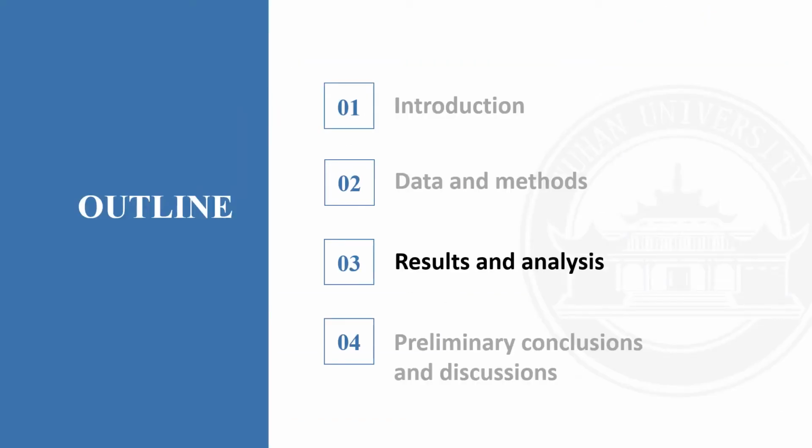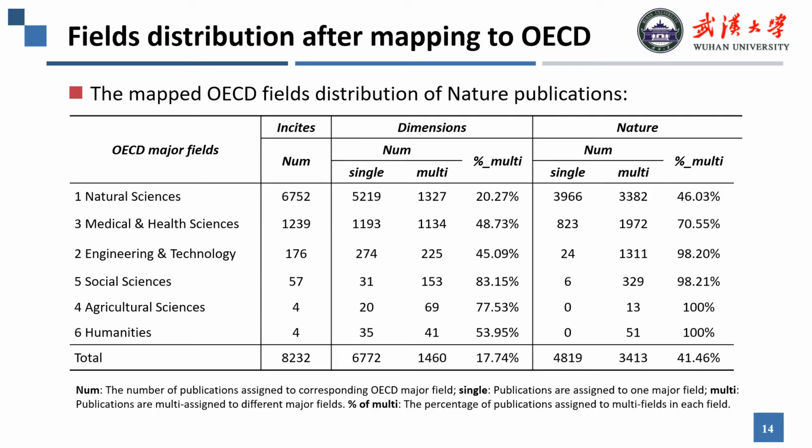Now we present our major results. After mapping each classification system to OECD fields, we can find that in Dimensions, social sciences and agricultural sciences are the fields with the highest rates of multi-assignment of individual papers, while in Nature's classification, all publications in agricultural sciences and humanities are multi-assigned to other different fields, and the share of multi-assignments in the fields of engineering and technology and social sciences are also higher than 98%.